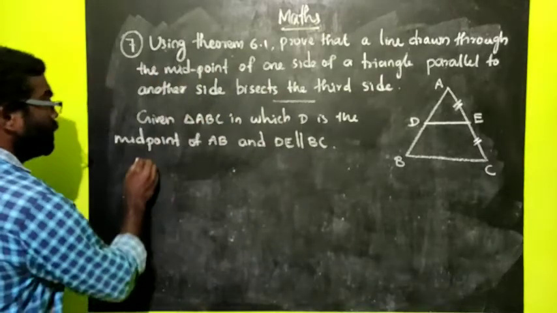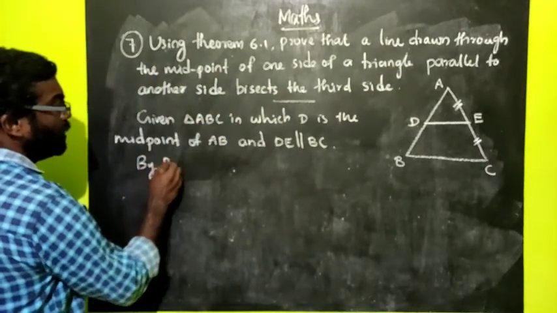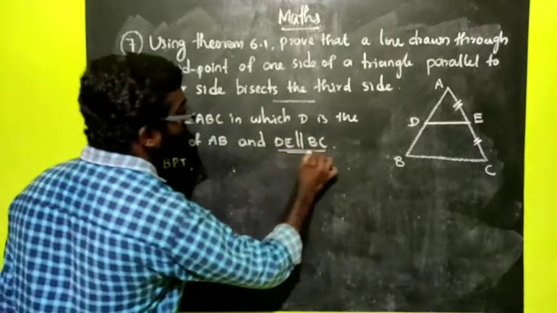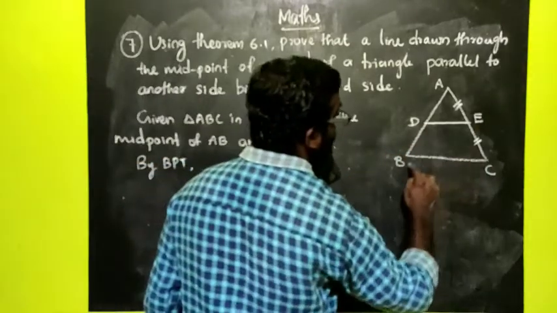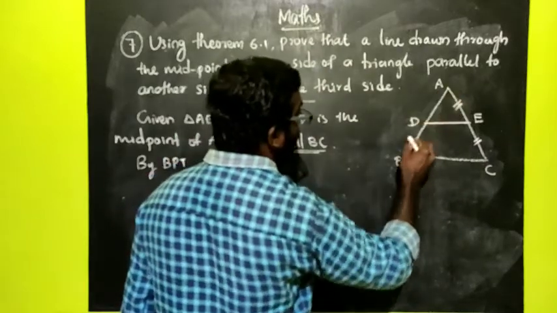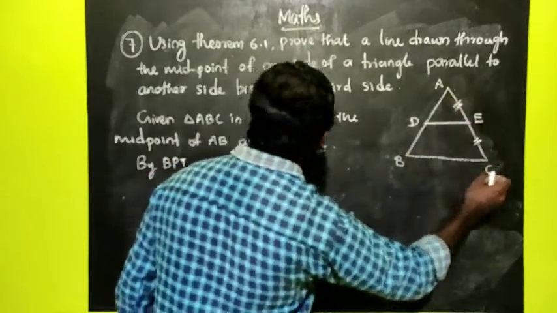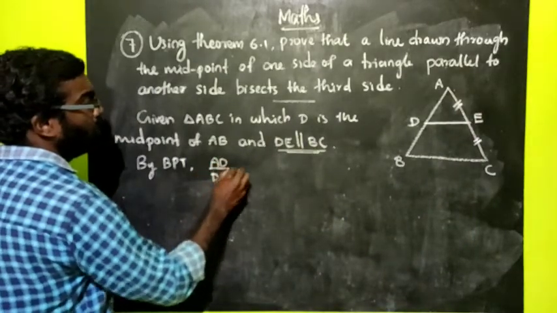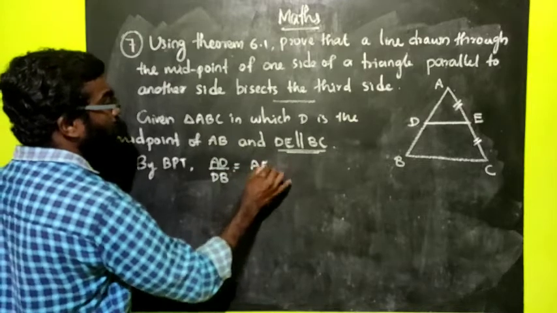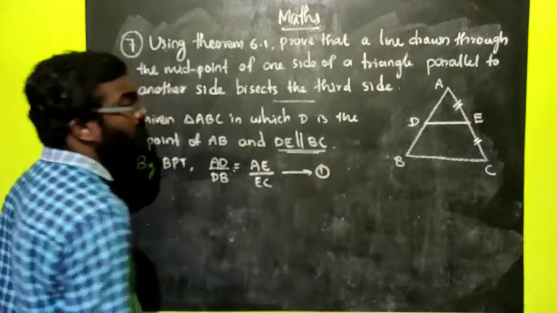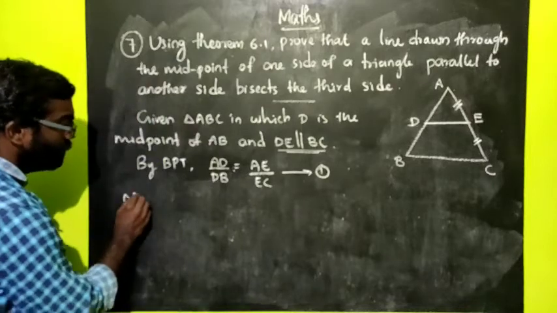So by basic proportionality theorem, here DE is parallel to BC. This line DE is parallel to BC, so we can apply basic proportionality theorem. AD by DB is equal to AE by EC. We can take it as equation number 1.